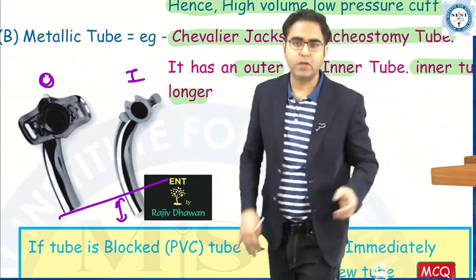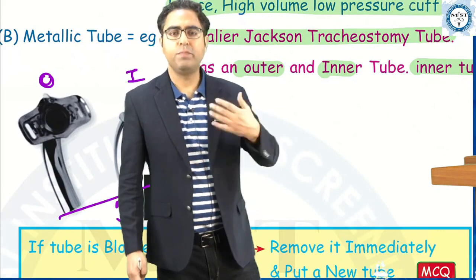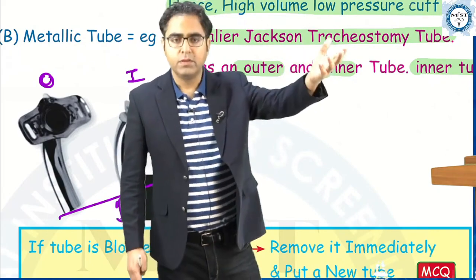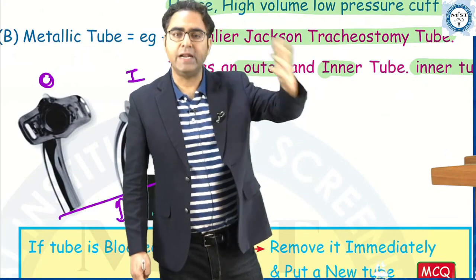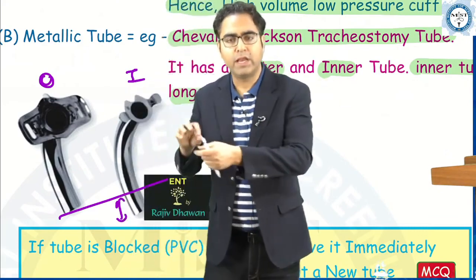Tube in a tube, beta. Outer tube, inner tube. And why two tubes, beta? Because when you send the patient home, the patient's attendant needs to take care. They can easily clean the tube, beta. They just remove the inner tube, clean it, and put it back.